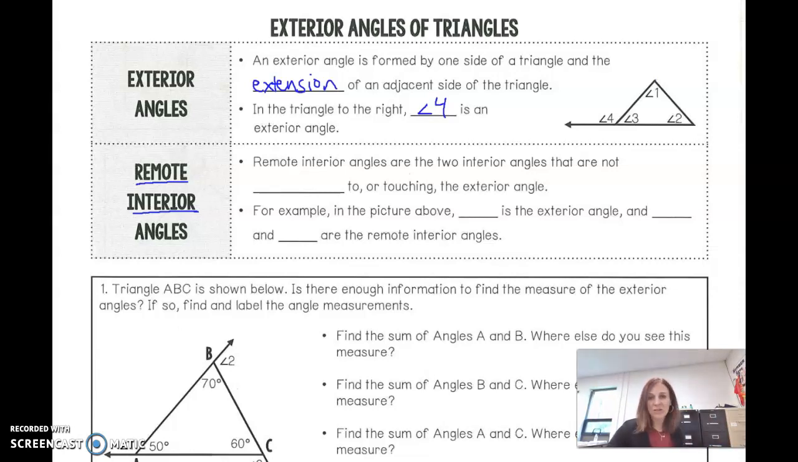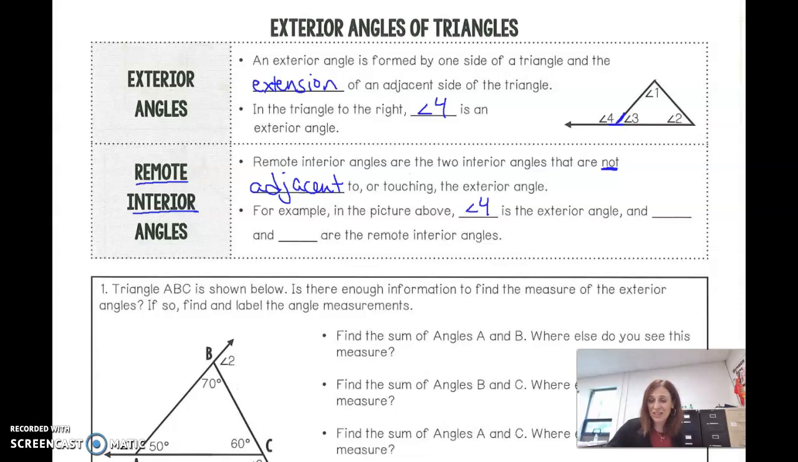Remote interior angles are the two interior angles that are not adjacent. Adjacent means next to. So remote and adjacent are kind of opposites of each other. Not adjacent or touching the exterior angle. So they're the angles not touching the exterior angle. For example, in the picture above, angle 4 is the exterior angle. And what angles are not touching angle 4?